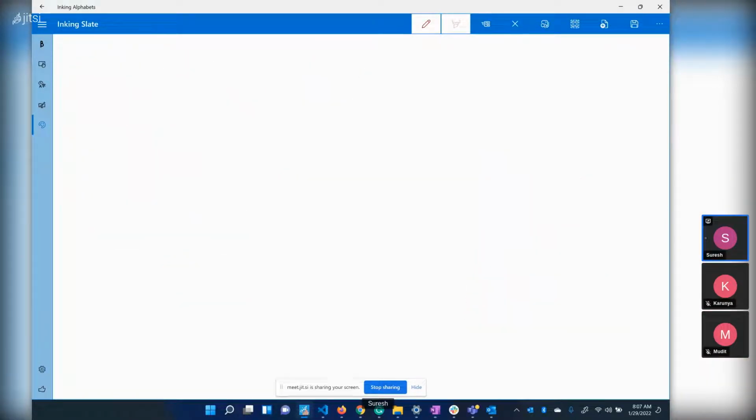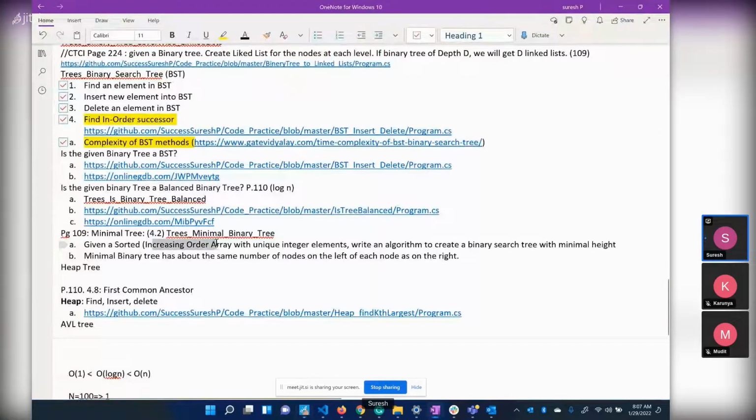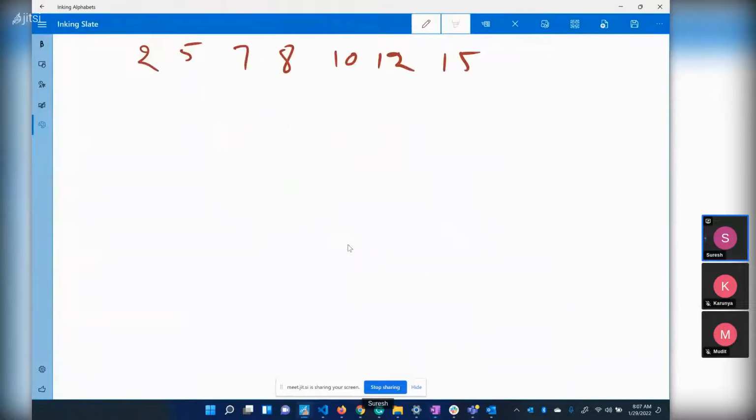Let's say I'm going to give you a binary tree from an array like this, a sorted array: 2, 5, 7, 8, 10, 12, 15. Look at that. That's what they said, right? An increasing order array with unique integer elements. So as you are going, it is in increasing order, and it's sorted.